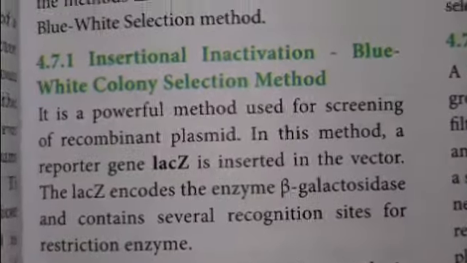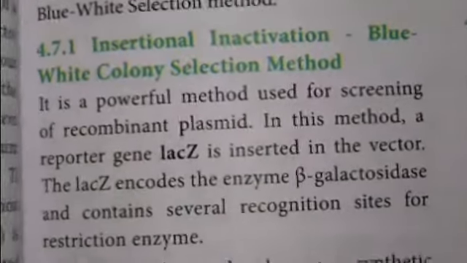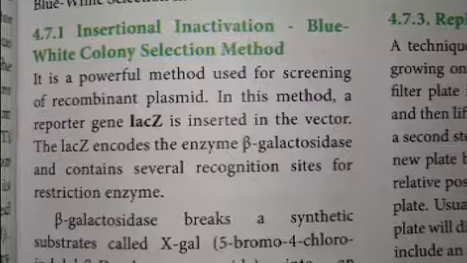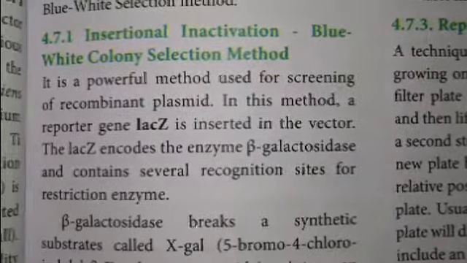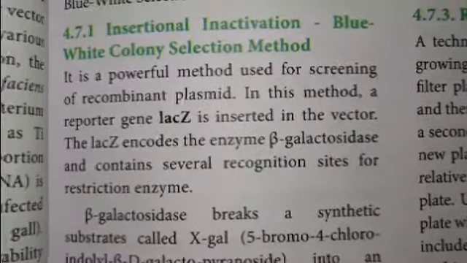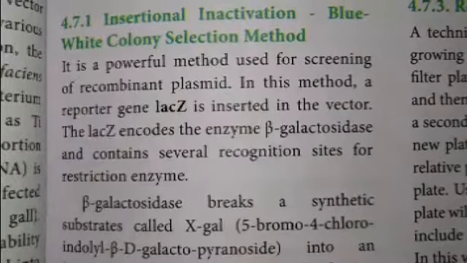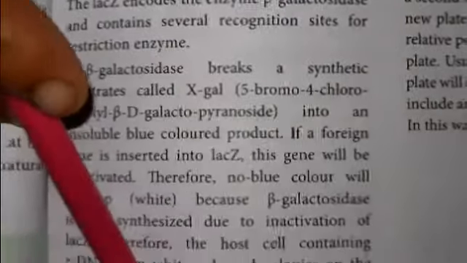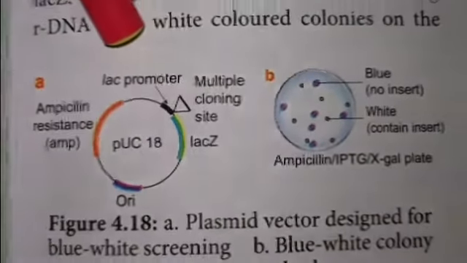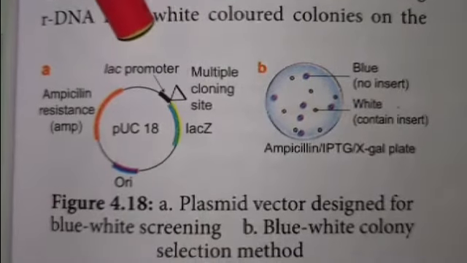Insertional inactivation, the blue-white colony selection method. It is a very powerful method used for screening of recombinant plasmid in the host cell. The very common method used to identify the recombinant plasmid in the host cell is the blue-white colony selection method. In this method, a reporter gene called lacZ is inserted in the vector. The name of the reporter gene in the blue-white colony method is lacZ.